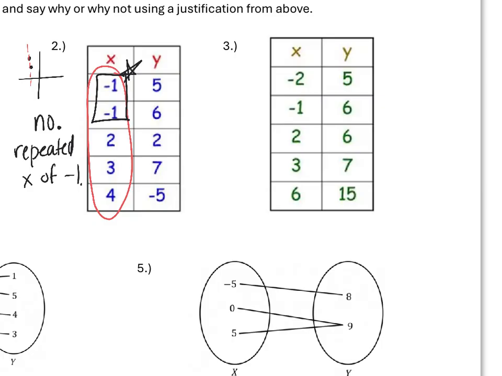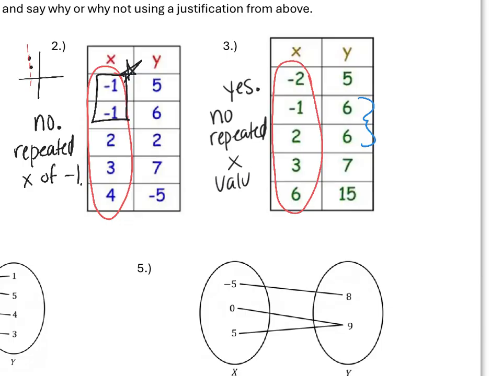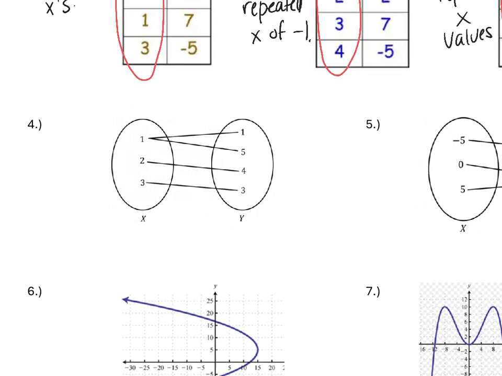Number 3. Okay, again, we've got a set of numbers. Look at the x values. That's what matters. You can see that there is a repeated y, but that doesn't affect the idea of whether or not this is a function. So because there are no repeated x values, we would say, yes, this is a function because there are no repeated x values.